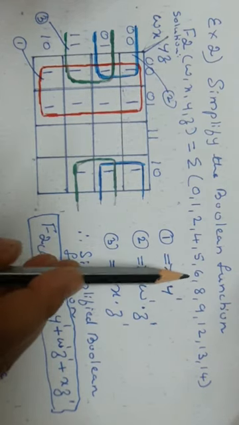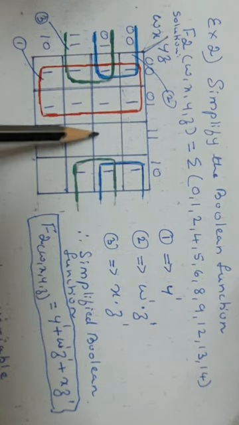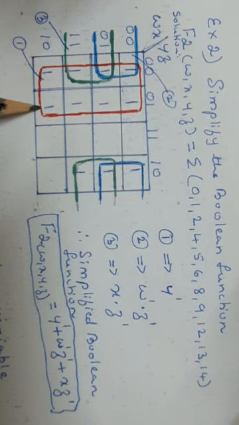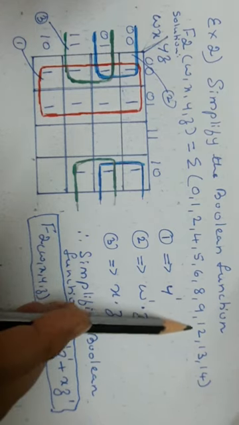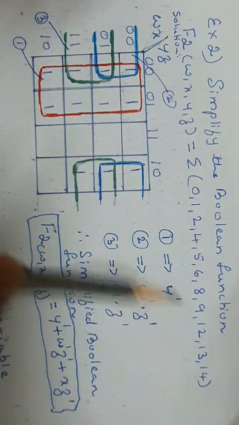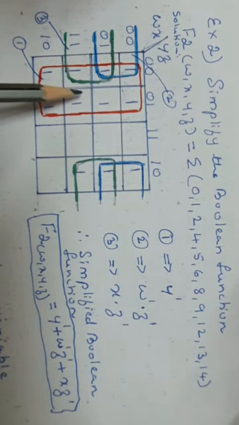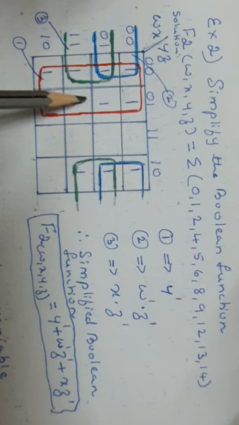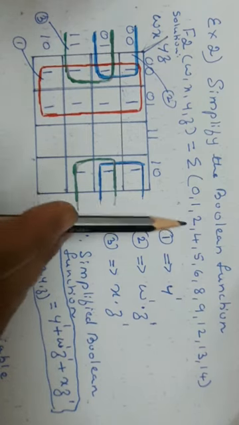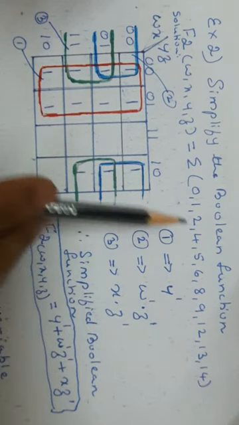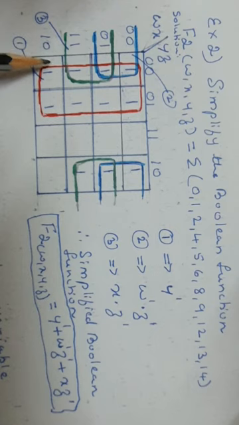Then 4, 5, 6 are present. 4, 5, 6, 7 is not present. 8, 9 are present. That is why we fill 1. 10, 11 are not there. 12 is there, 13 is there, 14 is there. 12, 13, 14. 15 is not there. So, we should remember m0 to m15 places in the K-map of 16 squares that is drawn for 4 variables. In respective squares, whichever min term is present in the given Boolean expression, in that square we have to fill 1.